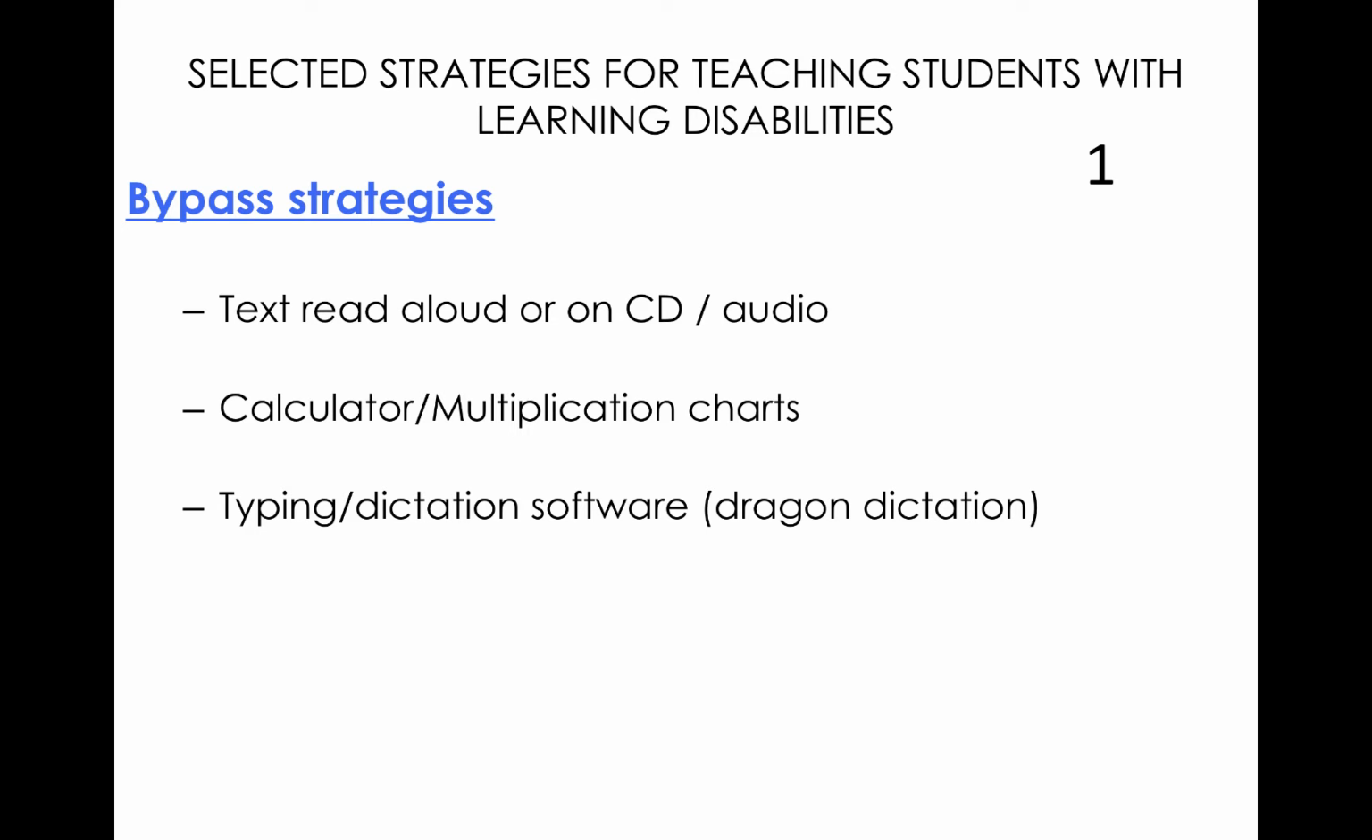So this can look like providing them with audio text of whatever novel is being read in class, providing them with typing or dictation software that will allow them to more freely express their thoughts, or providing them a calculator or multiplication charts. Again, you're bypassing the area of deficit.